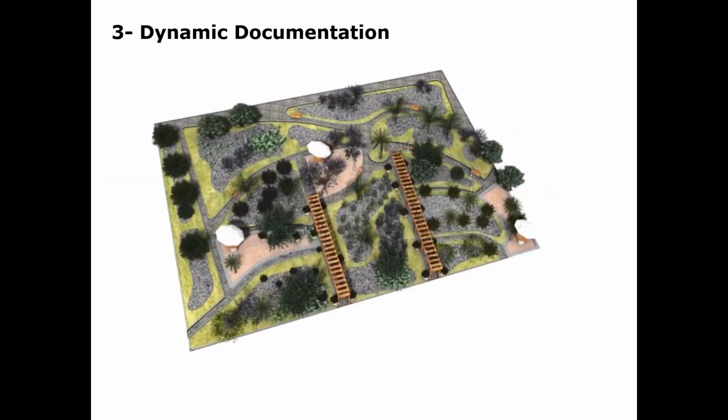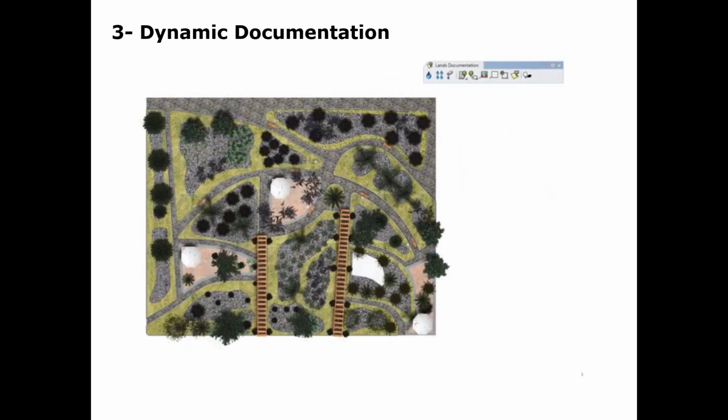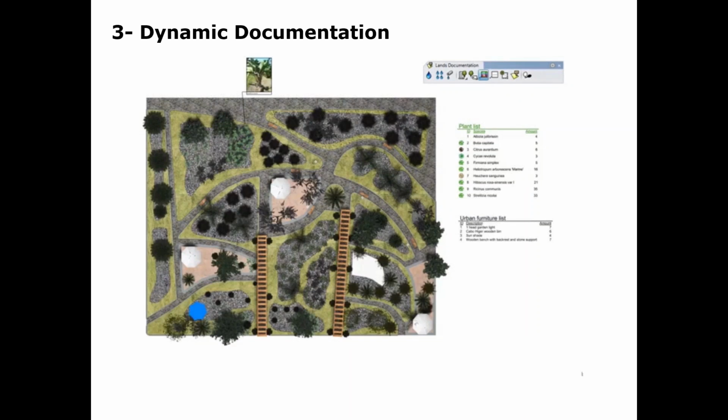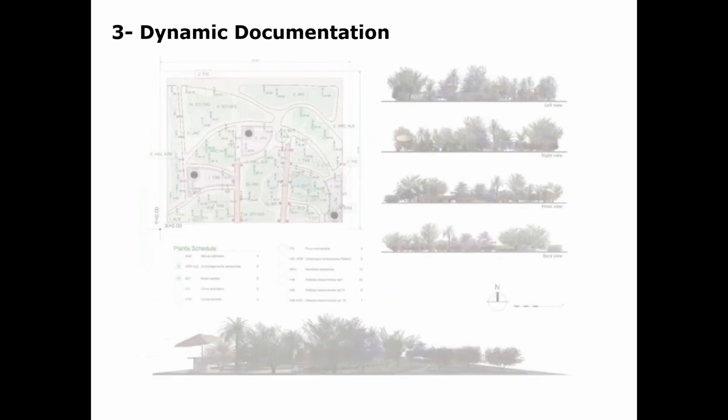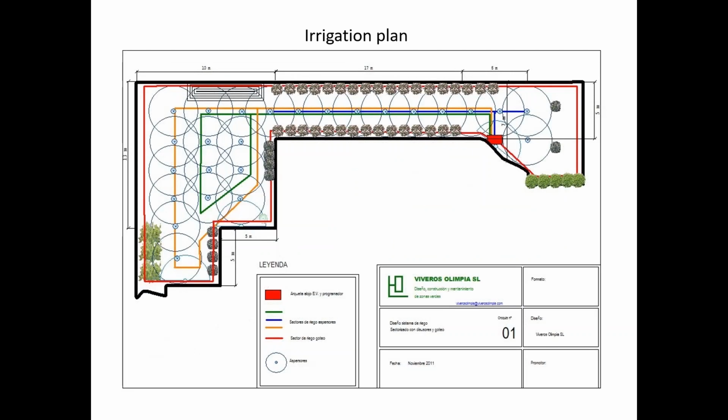Also, there are dynamic documentation tools that let you import the list of plants, materials, blocks, and earth moving operations with just one click. You can also add the image of the species with a special comment inside the program, and continue all the documentation process in Land Design. It also has irrigation tools that let you create the irrigation plan of the project, and at the end you will also have the list of pipes, sprinklers, and filters of the project.